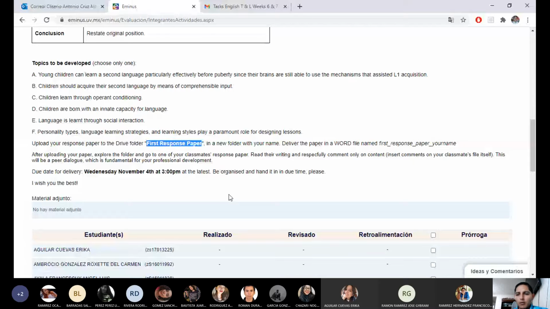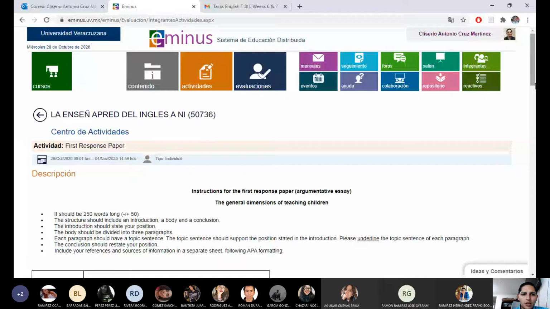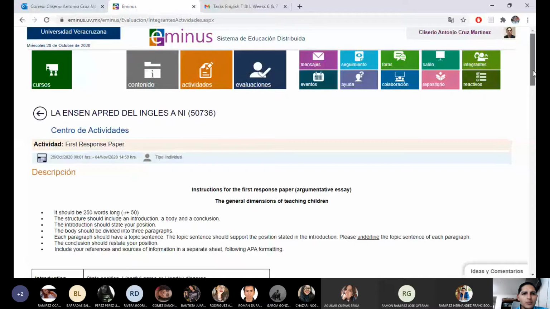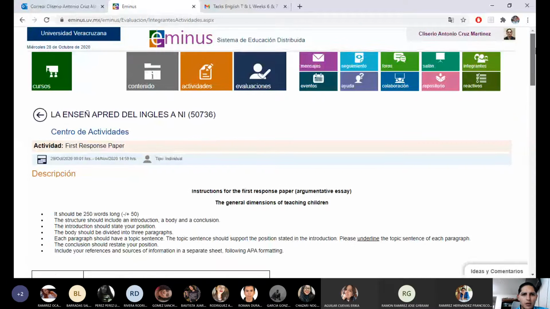I'm gonna send you an email with instructions, okay? In the evening today, and I'm gonna check your tasks for giving you your proper scores and the appropriate grades. Okay, you can find this response paper in unit, I think it's unit 2. But if you go to activities, you can find it there as well.